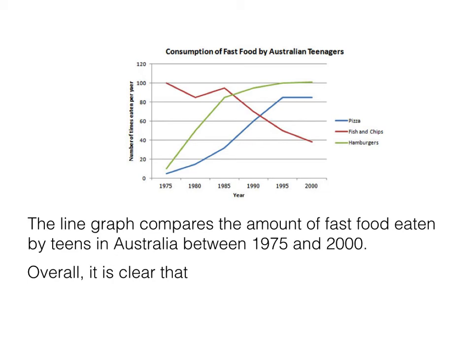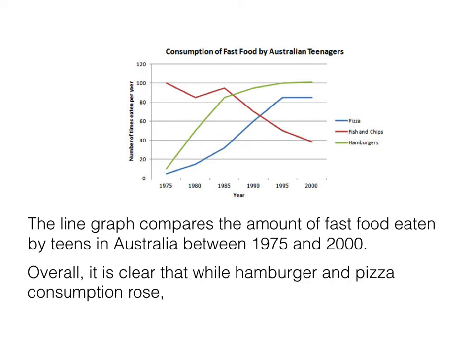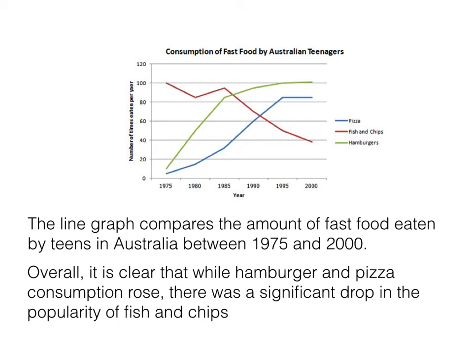I'll add a linker because I'm going to contrast some information. While hamburger and pizza consumption rose, I could say here fish and chip consumption fell, but I want to show a range of structures. So instead, there was a adjective noun, significant drop. I could say there was a considerable decrease. There was a substantial decline. Next, I need a preposition, in. There was a significant drop in, there was a considerable decrease in what? The popularity of fish and chips.